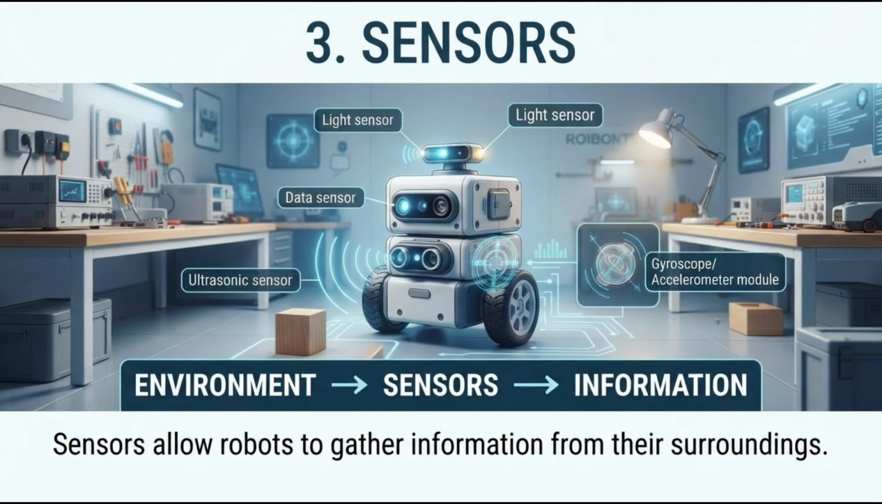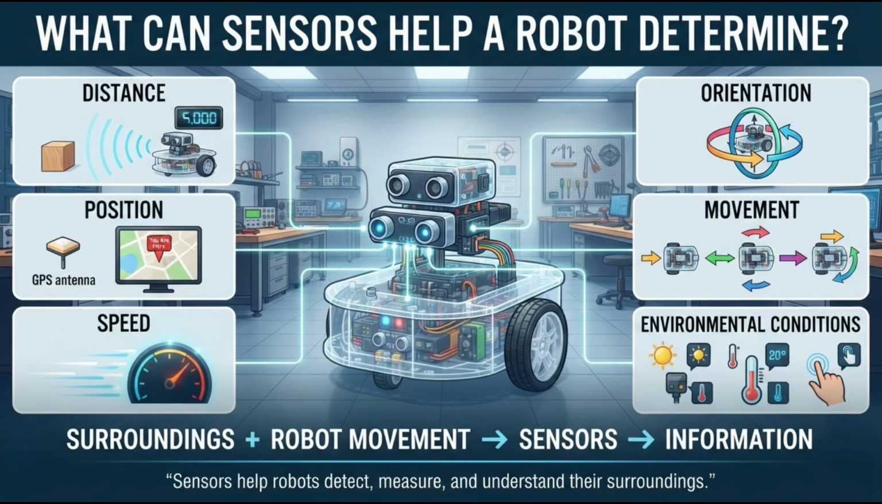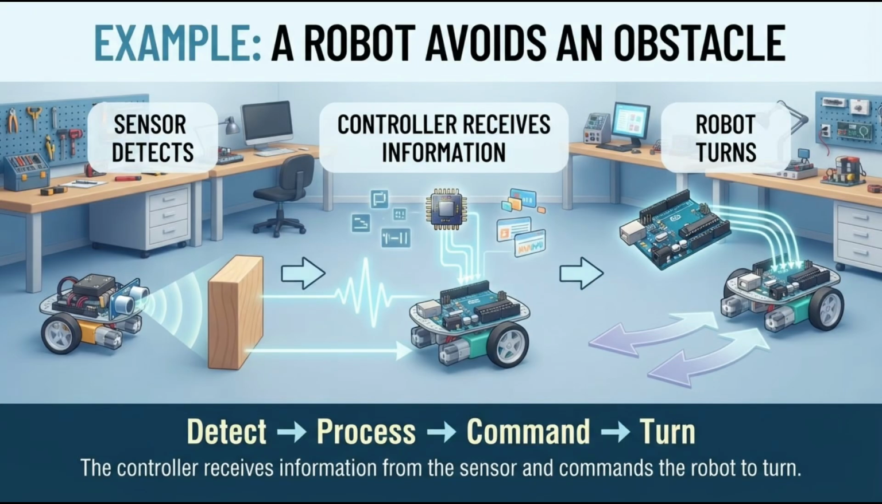3. Sensors. Sensors allow robots to gather information from their surroundings. Some common sensors include ultrasonic sensors, infrared sensors, light sensors, cameras, gyroscopes, accelerometers, and GPS. Sensors can help a robot determine distance, position, speed, orientation, movement, and environmental conditions. Think of sensors as the robot's way of gathering information about the world around it.